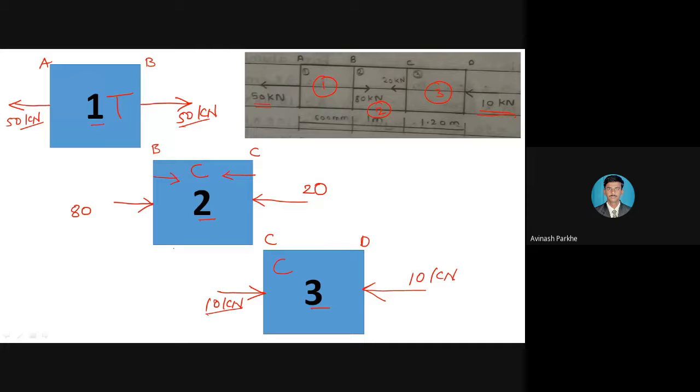So what we have to do? First of all, we have to balance those particular forces. So what I have to do? This 80 kilonewton I have taken as it is. Now, if you check in the original figure, there is a common line between section 1 and section 2.